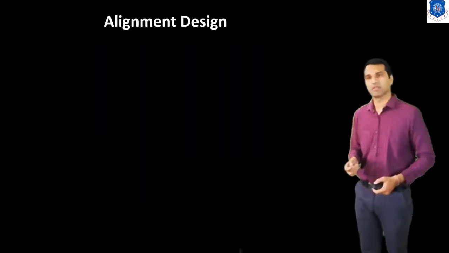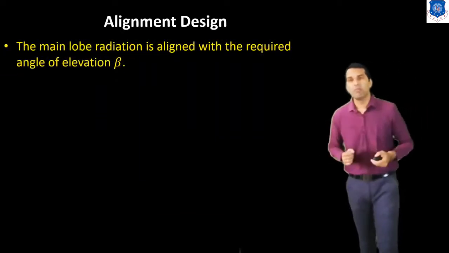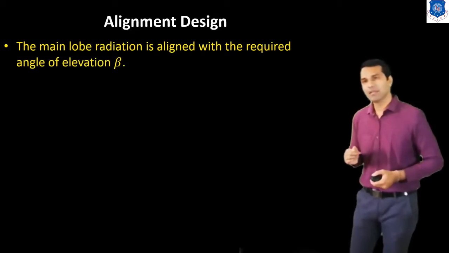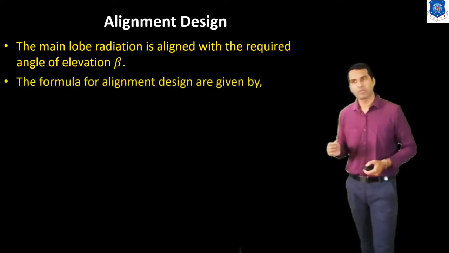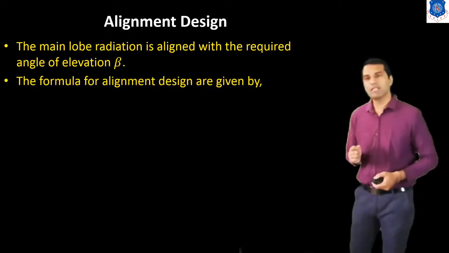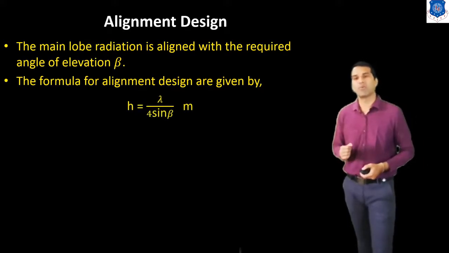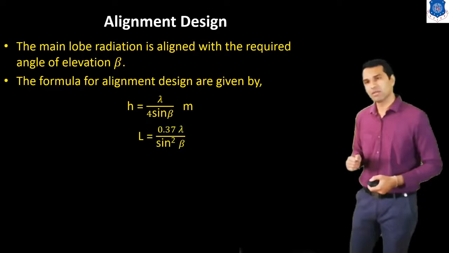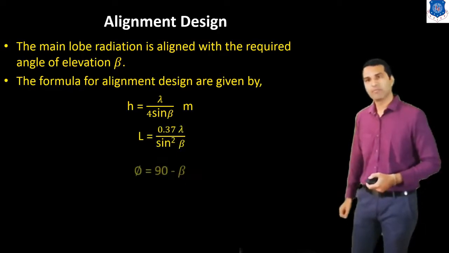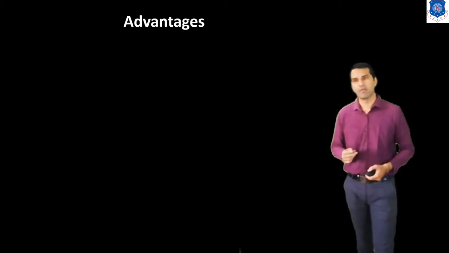We get this equation. Now we discuss the alignment design. The main lobe of radiation is aligned with the required angle of elevation β. The formulas for alignment design are given by H = lambda upon 4 sin β, L = 0.37 lambda upon sin² β, and φ, we know, is nothing but 90° − β.